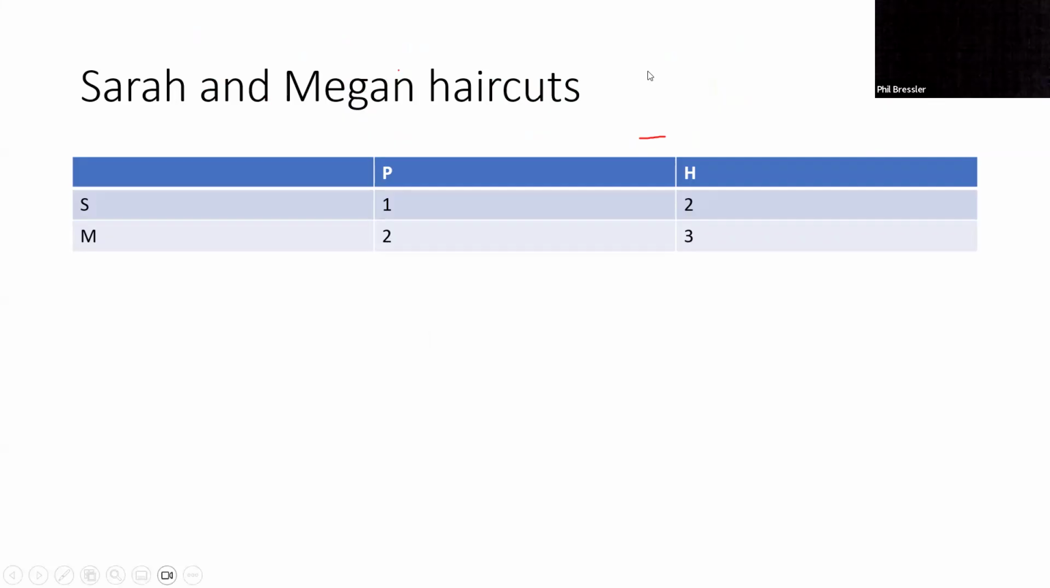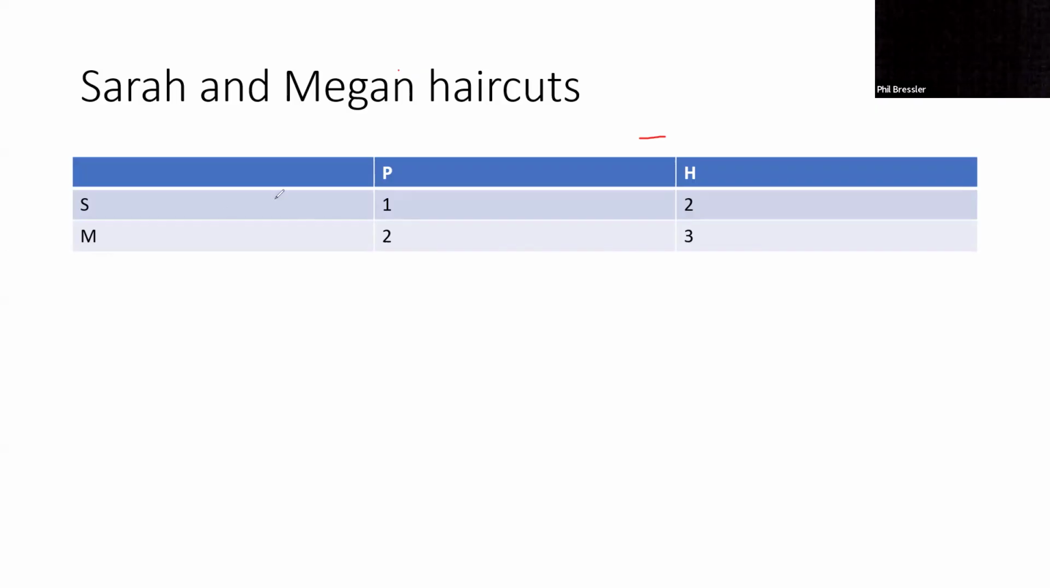So who has the comparative advantage in perms? Anyone? Who has the comparative advantage in perms? Sarah or Megan? I've got everyone saying Megan. Okay, let's just go through it to make sure we're right with Megan here.